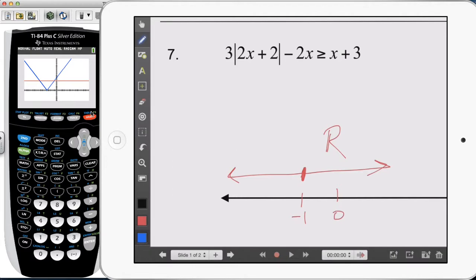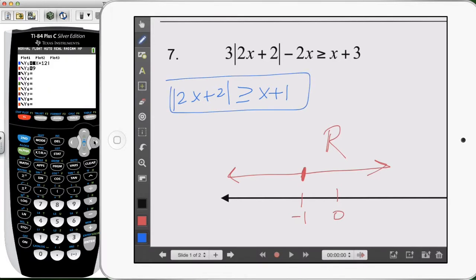Now to better see this on the calculator, let's always go to the part where you isolated the absolute value. Okay, so that's the part. Graph the first one in y1, so it's going to be 2x plus 2.